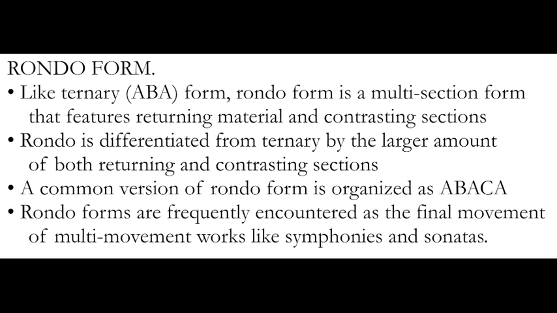We can look at this using our letters to denote different sections of music. A common version of rondo form would be organized A, an initial idea, B, a contrasting section, A, a return to the initial idea, C, another contrasting section, and then another final return to A. Rondo forms are found frequently as the final movement of multi-movement works, like symphonies or instrumental sonatas, but we can find them in other places too, freestanding rondos or in other sections of music, and so it's a form that we will find with some frequency.